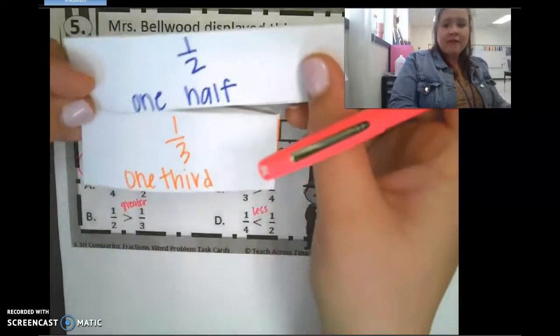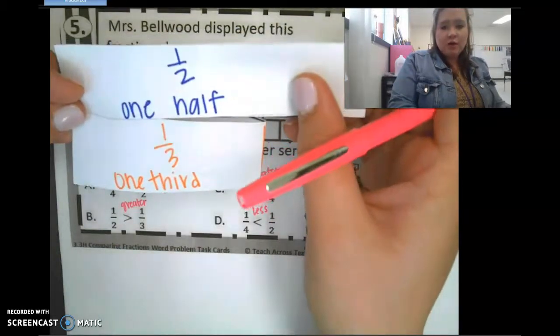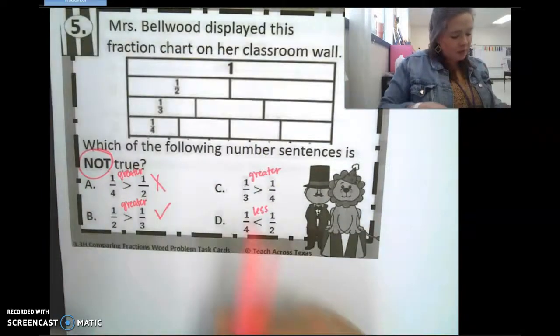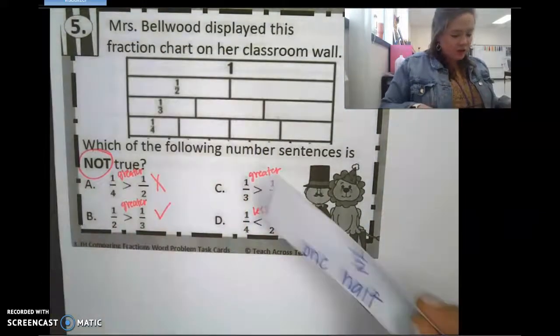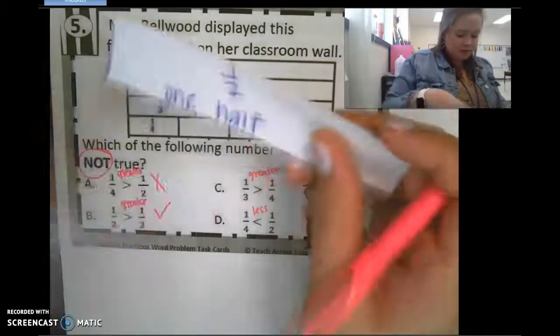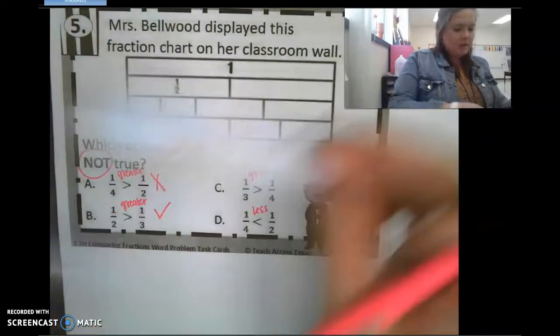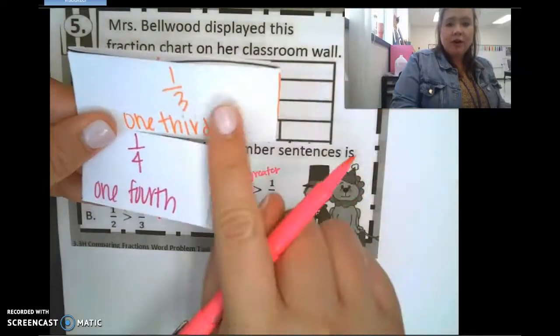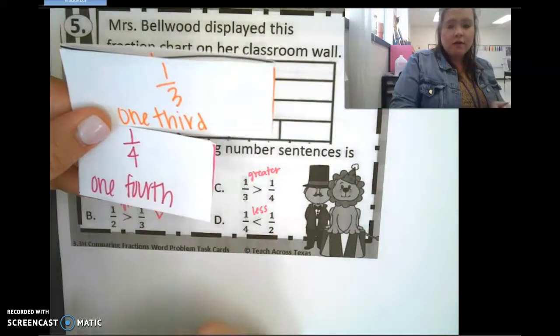One half is greater than 1/3. Yes, that is a true statement. 1/3 is greater than 1/4. Oops. Is that a true statement? 1/3 is greater than 1/4.